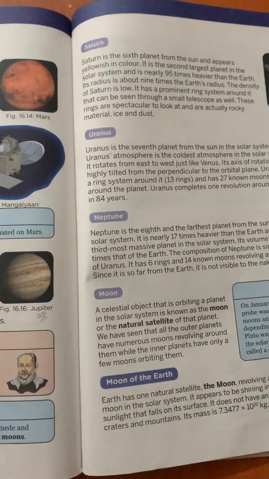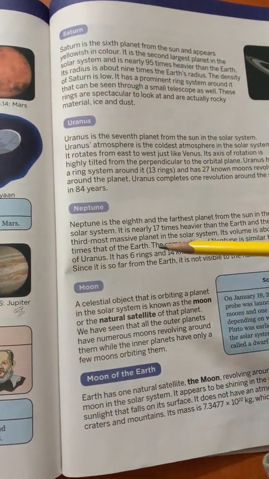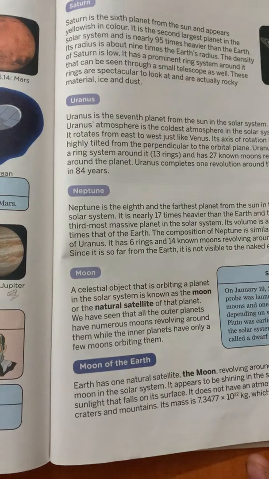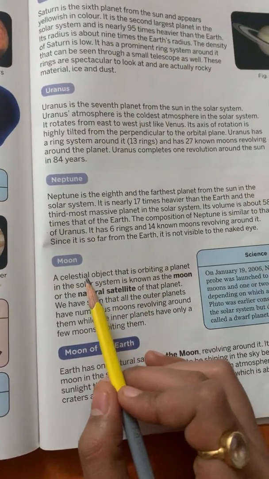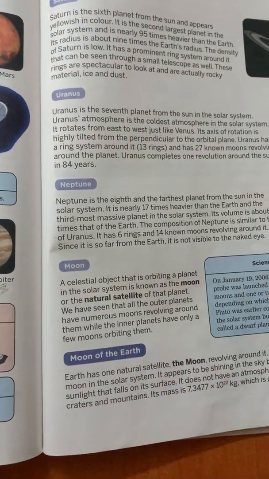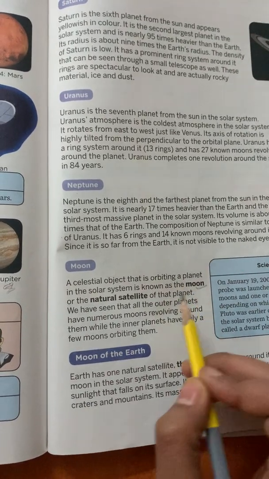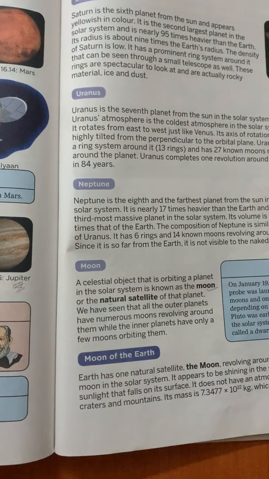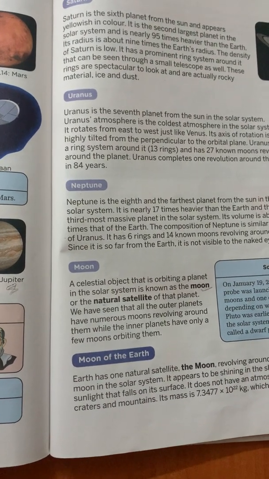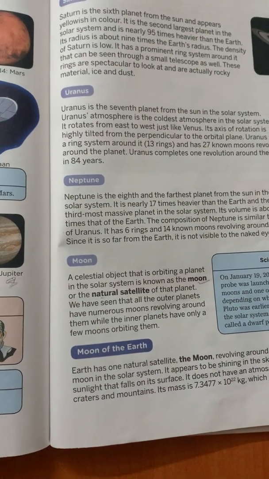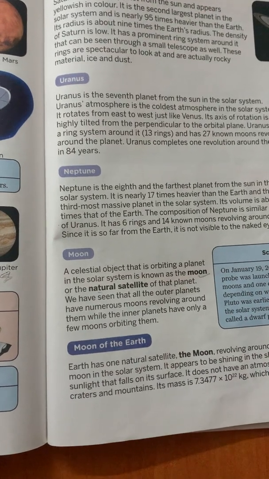Then we'll be talking about Saturn, Uranus and Neptune in detail. When it comes to moon, a celestial object that orbits a planet in the solar system is known as a moon or a natural satellite. Moon is also known as the natural satellite of the planet.